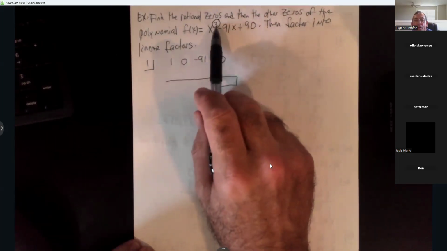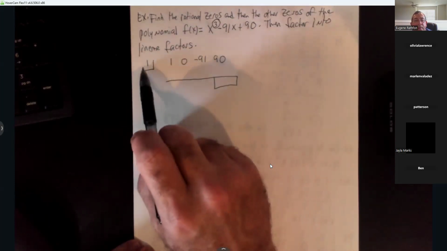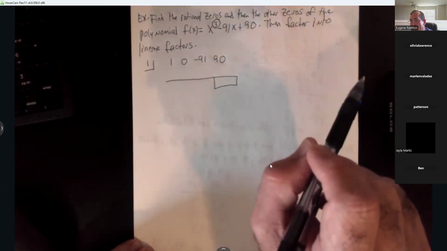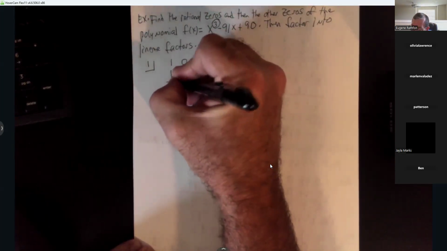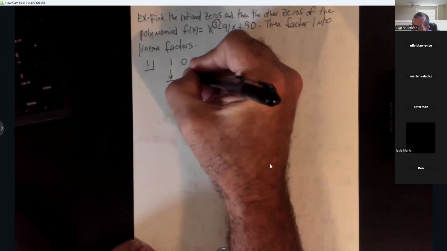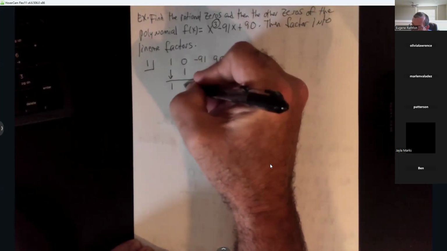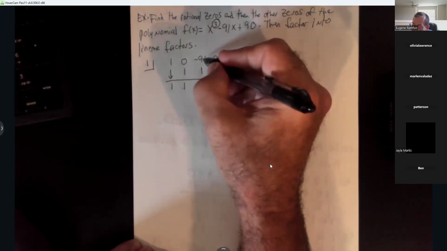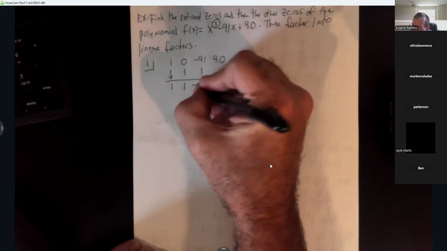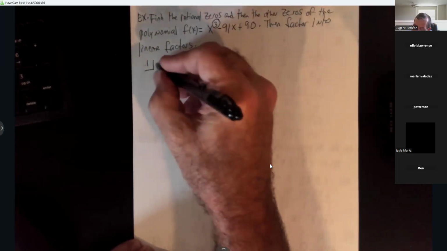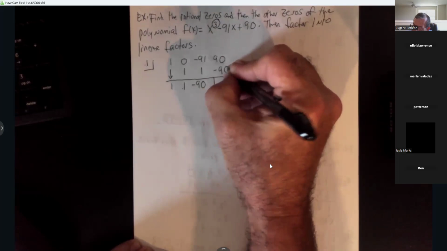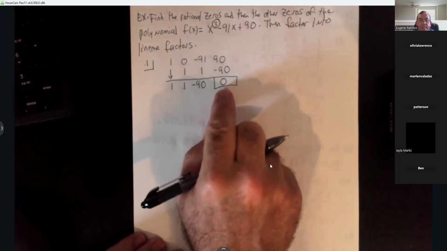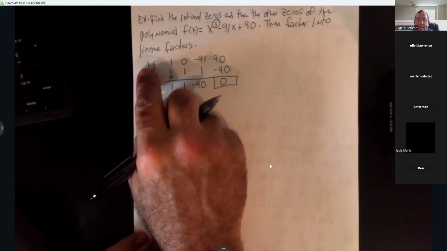Now, that's the x cubed, so I need 3 zeros altogether. So here's the first one we found, and we're hoping we get a 0 remainder, okay? All right, y'all. So bring down the 1. 1 times 1 is 1. 0 plus 1 is 1. 1 times 1 is 1. Negative 91 plus 1 is negative 90. Times 1 is negative 90, which gives me a 0 remainder. So 1 is definitely a 0.